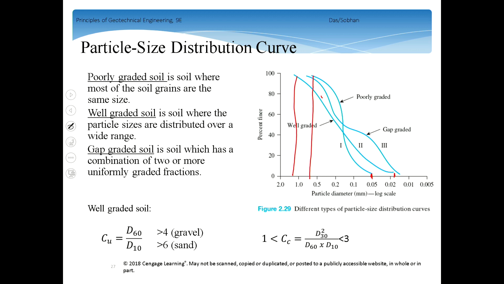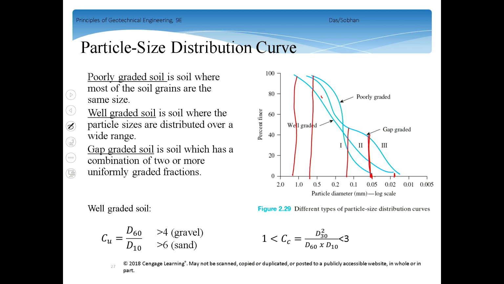So a gap-graded soil, what is a gap-graded soil? A gap-graded soil is a soil which has a combination of two or more uniformly graded fractions. The third curve in here is a gap-graded soil. Why do we say it is gapped? Because you see, from here, maybe it is 0.06 to here, let's say it's 0.40.